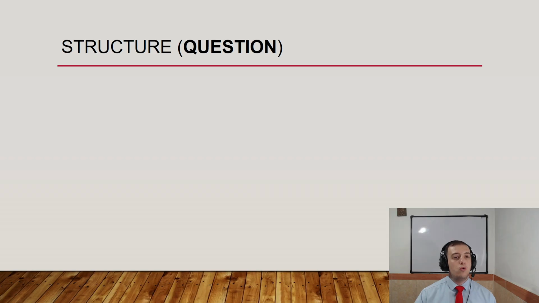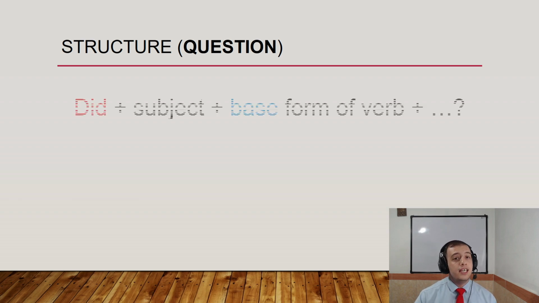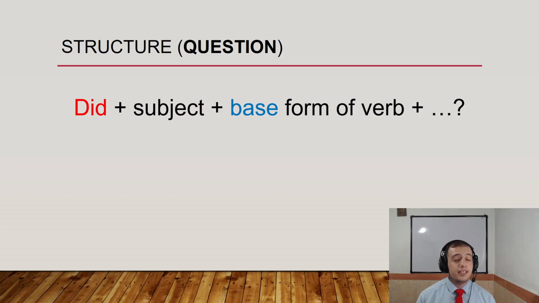All right, so the next part is question structure. I divided the question structure in 2 parts. The first part is yes/no questions, and the second part is WH questions or information questions. So here, focus on yes/no questions. For example: did plus subject plus base form of the verb. Again, we have the base form, and we use did at the beginning in yes/no questions.